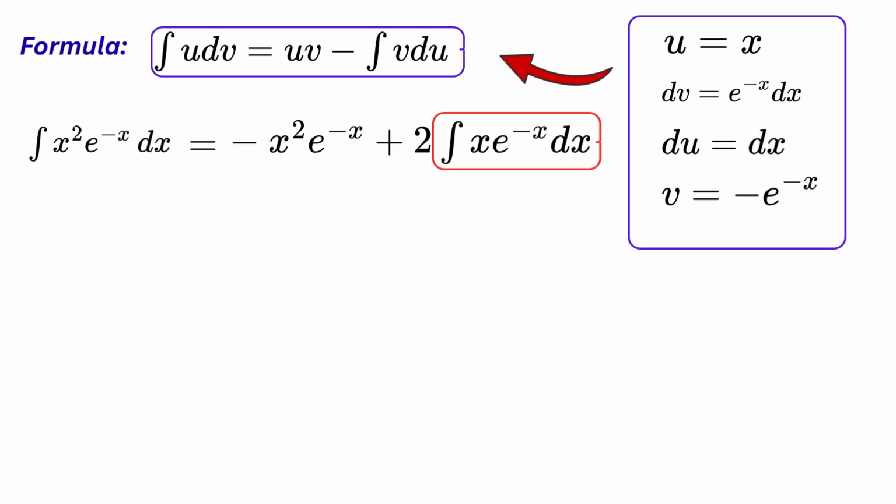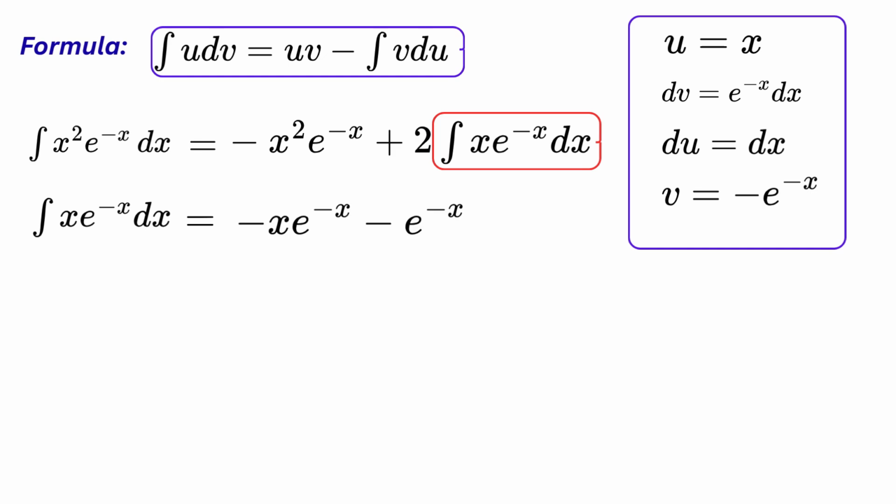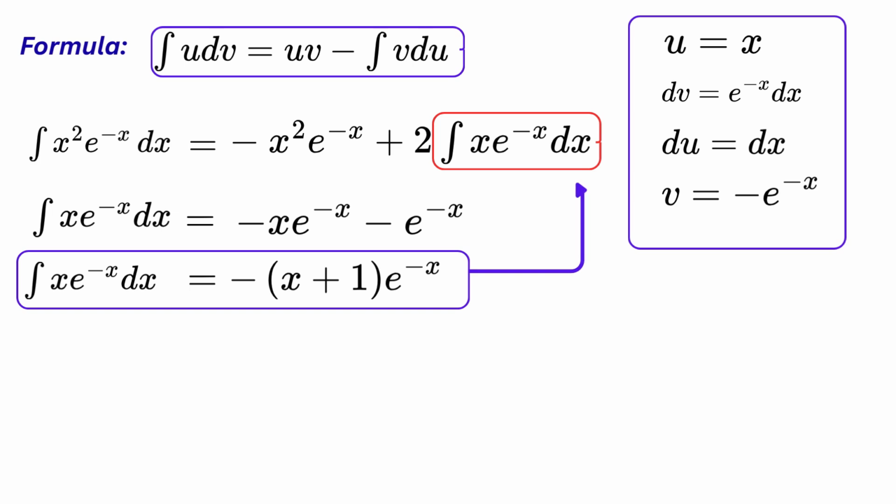Substitute into the formula. Integral of x e to the power of minus x dx equals minus x e to the power of minus x minus e to the power of minus x. Factor the common term. Equals minus open parenthesis x plus 1 close parenthesis e to the power of minus x. Done. Now substitute this result back.